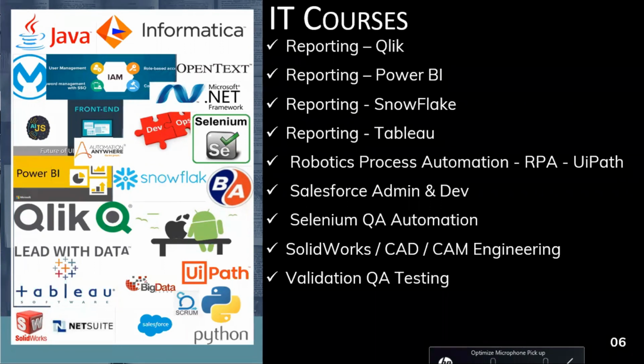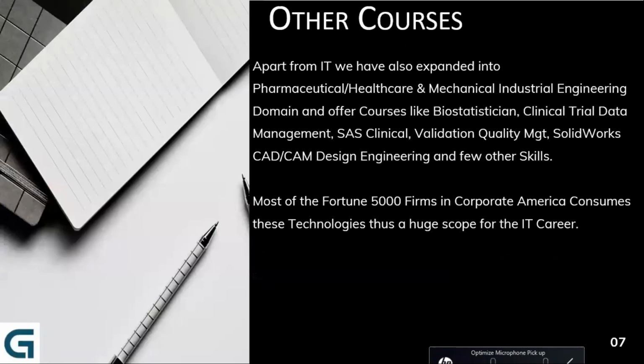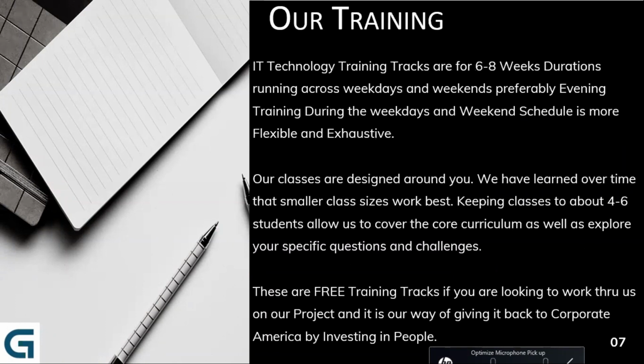As I mentioned earlier, these technology training tracks run primarily on the weekdays. Weekends are mostly practice sessions, repeat sessions, 6 to 8 weeks, depending upon the pace of the class. Weekdays are more in the evenings, 7 to 9, 8 to 10, 9 to 11 p.m. Eastern Time. Weekends are more flexible, because we have more time in our kitty.